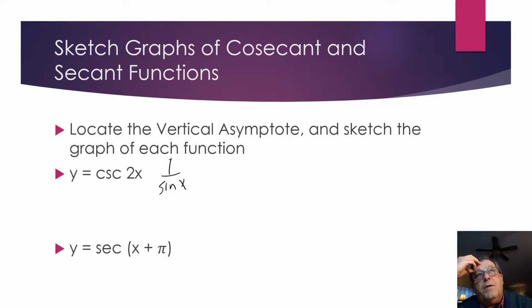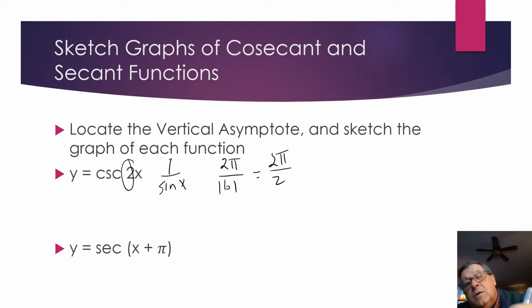Now, where would we think we would see asymptotes? Let me back up. Let's talk about period first. The period of the sine function we know is 2 pi. And in its parent form, this cosecant function would also have a period of 2 pi, but we see this 2 right here, and that's going to affect the period of our cosecant function. Remember, the period is 2 pi over the absolute value of b, and that makes 2 pi over 2, or just pi. So we're looking for a period of pi.